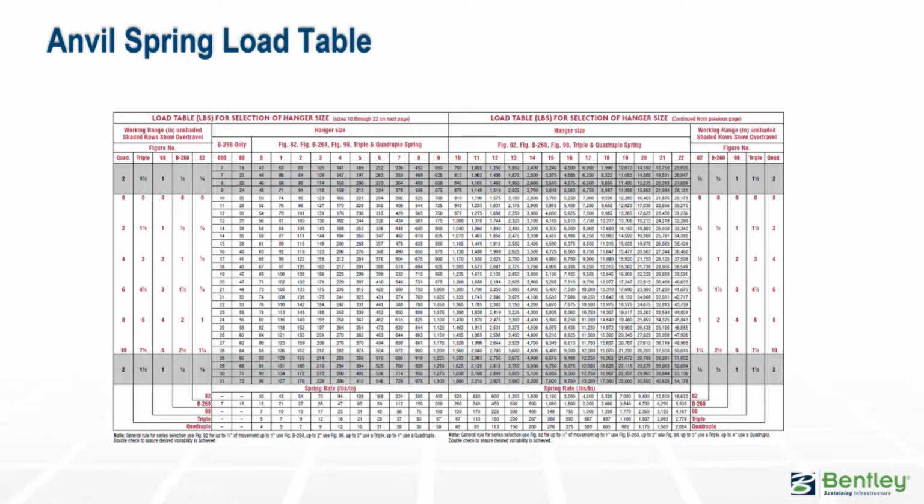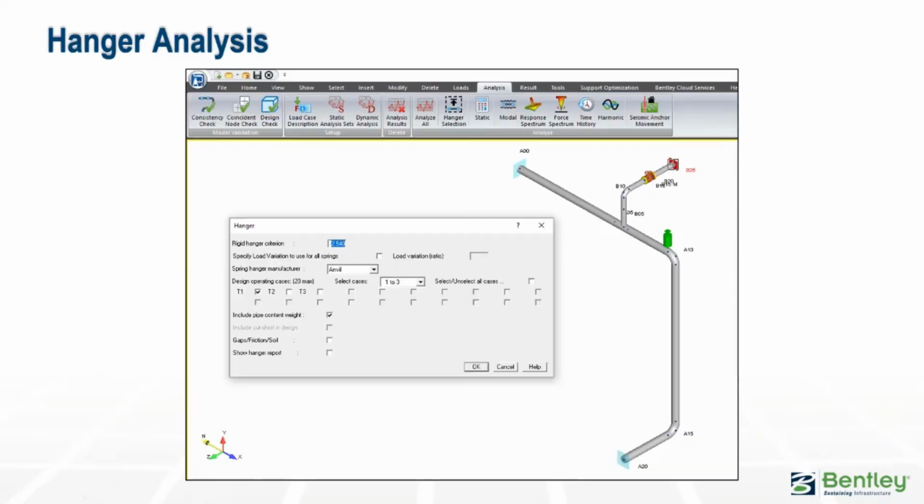So this just shows an example of a spring table from a manufacturer. In this case, it's an example from Anvil. The hanger dialog, as we mentioned, is used to set up the hanger selection analysis. So the user has to input some criteria, including the operating cases the hanger should be designed for. The rigid hanger criterion is used for deciding whether to use a rigid V-stop versus a spring hanger. And AutoPipe will select a rigid hanger if the thermal movement at the support location is less than 0.1 inches or 2.54 millimeters per the default settings, because this is a reasonable value for design.